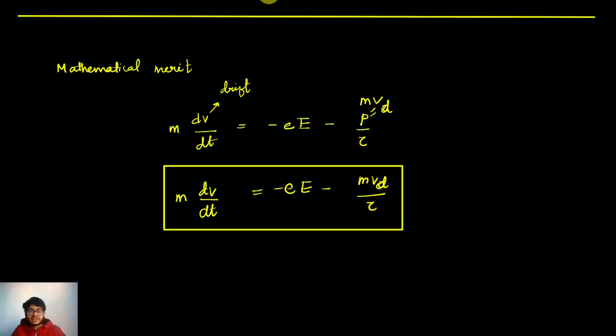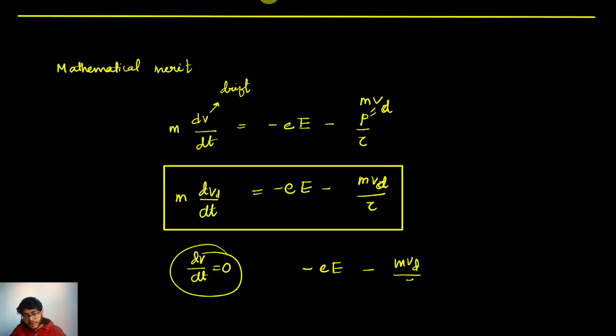So what we see is that, okay, that's nice, but also in the steady state dv/dt will be 0. So that will give us minus eE equals minus m v_d by tau. So E here will be not E, here it will be 1.6 into 10 to the power minus 19 coulomb, and minus e will be actually the charge of the electron, right?